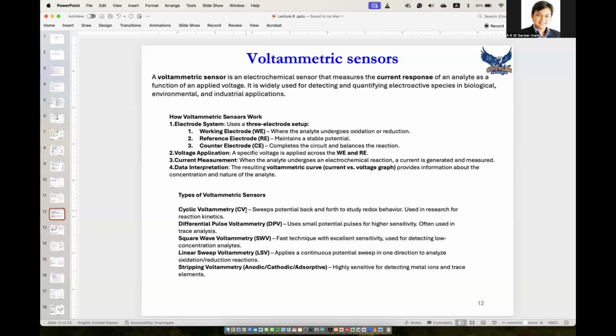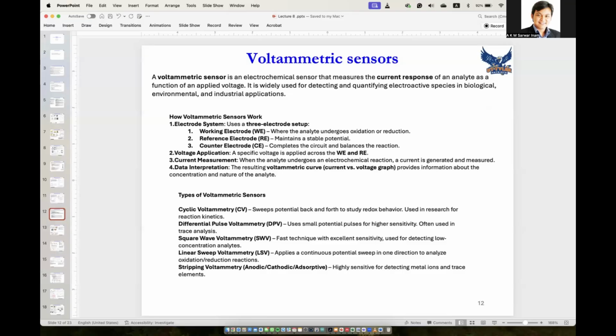electrochemical techniques to study redox reactions and electron transfer kinetics. And how does it work? The applied potential ramps up to a predefined value and then reverts back. I'm going to show you in the next experiment, of course. And for this cyclic voltammetry, for all those voltammetric sensors, we always need three different electrodes: the working electrode, reference electrode, and counter electrode. And we also need a potentiostat.